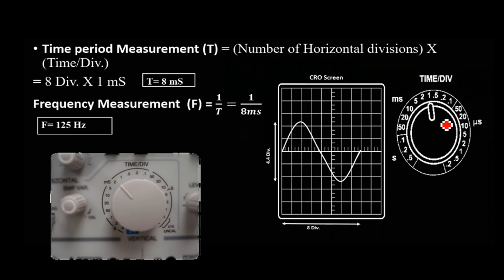Now I am setting the time per division to 1 millisecond. Total divisions are 1, 2, 3, 4. So we have 8 divisions from 0 to T. So 8 divisions into 1 millisecond gives 8 milliseconds as the time period, and the frequency is the inverse of the time period. So this is the original figure of an actual time per division knob of the CRO.